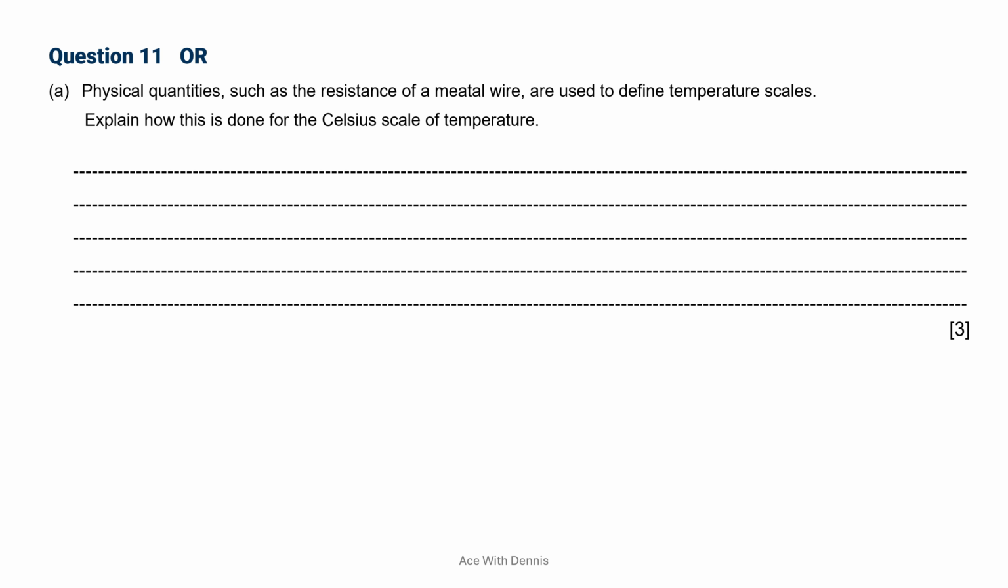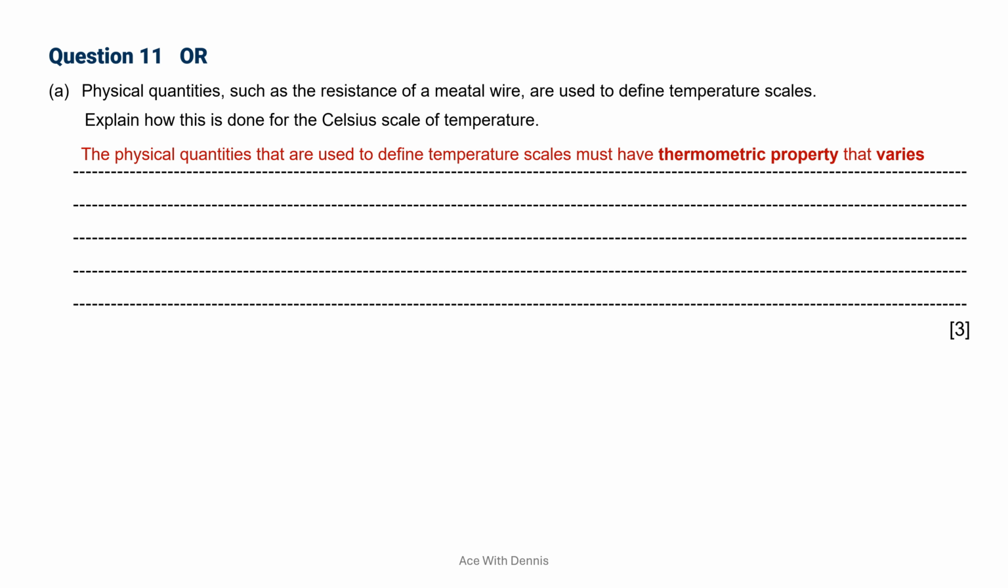3 marks. Okay, so to answer this question, you just need to mention what thermal property we use to measure temperature, and also how we calibrate a thermometer. The unit is Celsius, which means we will refer to the freezing point and the melting point of water. Okay, so here is the model answer.